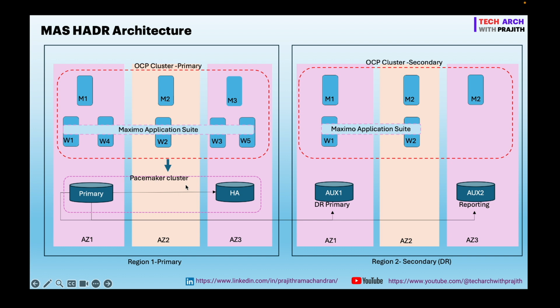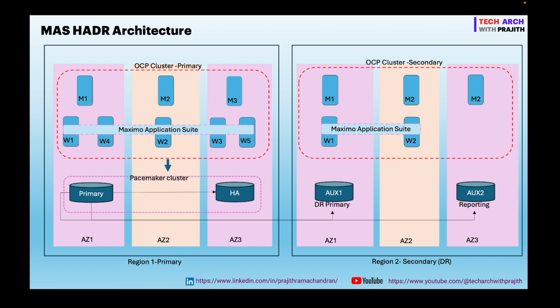The OCP OpenShift Container Platform multi-availability zone distributed deployment enables the application HA. So here you can see we have a multi-zone distributed deployment that by default provides you the application side HA, and the pacemaker cluster here giving you the database level HA.